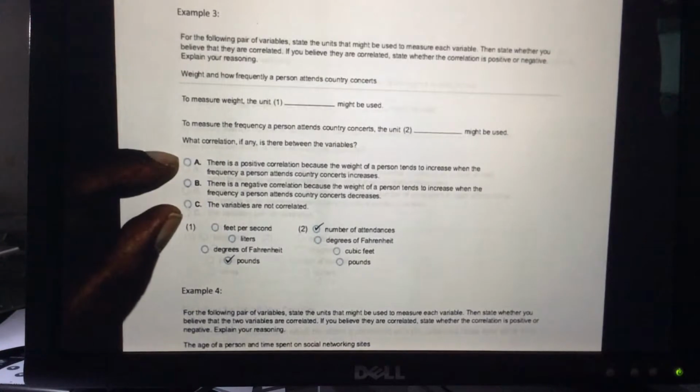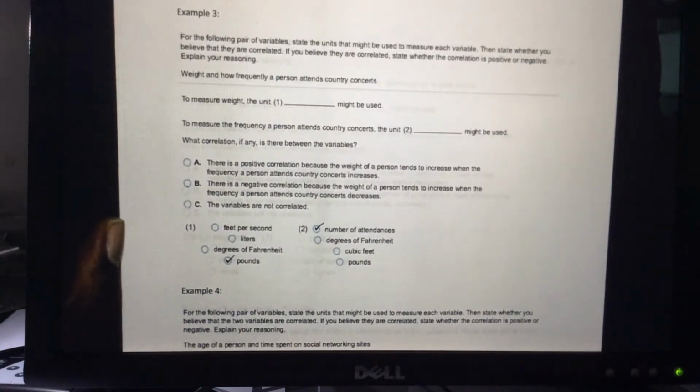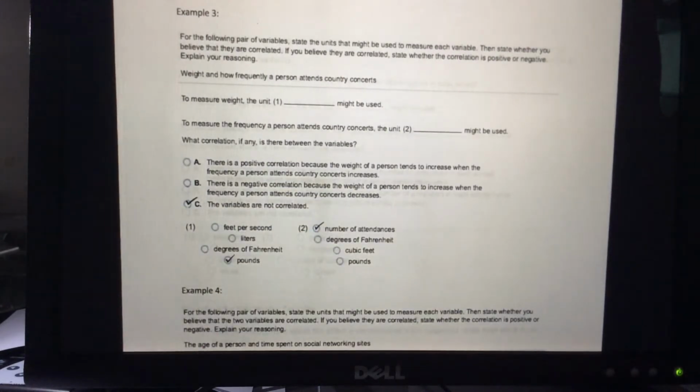Now, what correlation, if any, is there between the weight of the individual and the number of concert attendances? There is no correlation between those two. We can't make a correlation between those two. A person's weight wouldn't necessarily have anything to do with how frequently a person attends country concerts. So those variables would not be correlated.